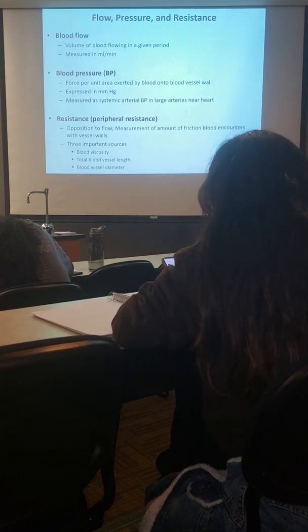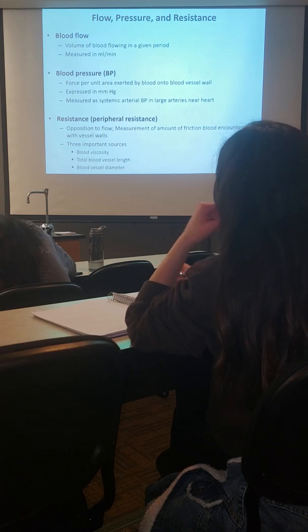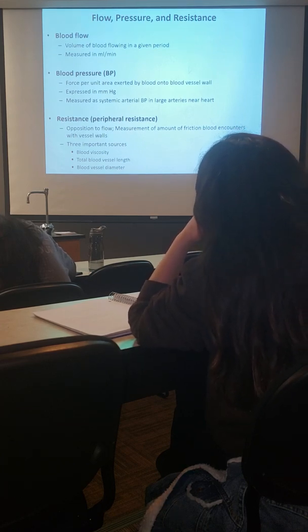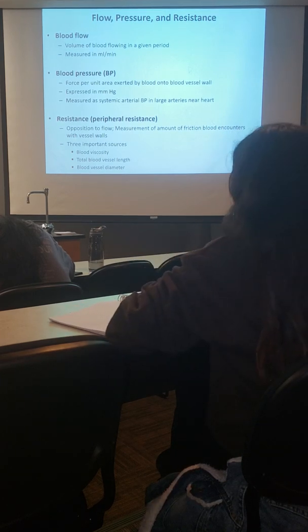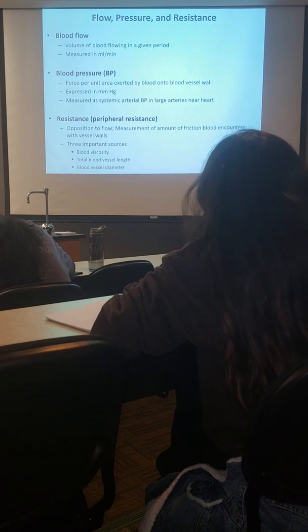Why? Because your body is literally rubbing against that slide, right? And the rubbing of your body against that slide is called friction. It's the same thing that's happening in your blood. That blood is literally rubbing against this wall right here, and it's slowing it down. So that's called peripheral resistance. Does that make sense?